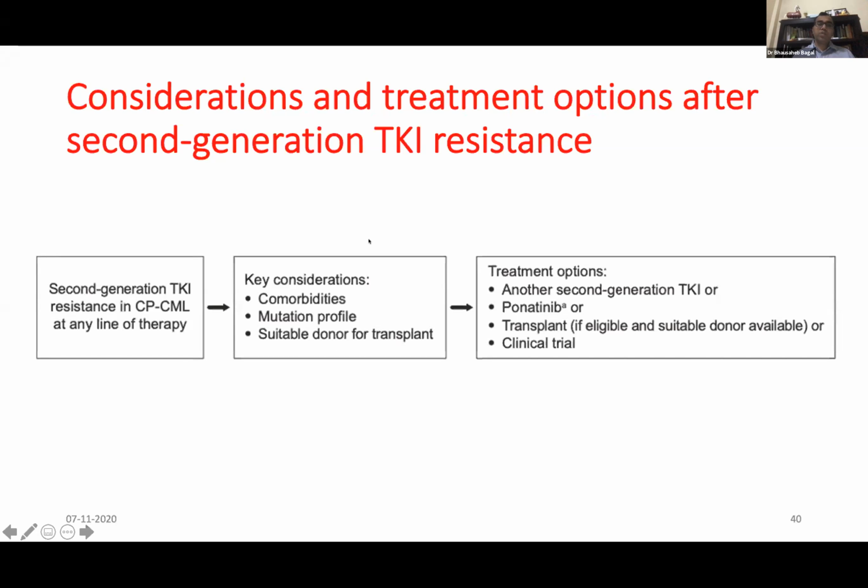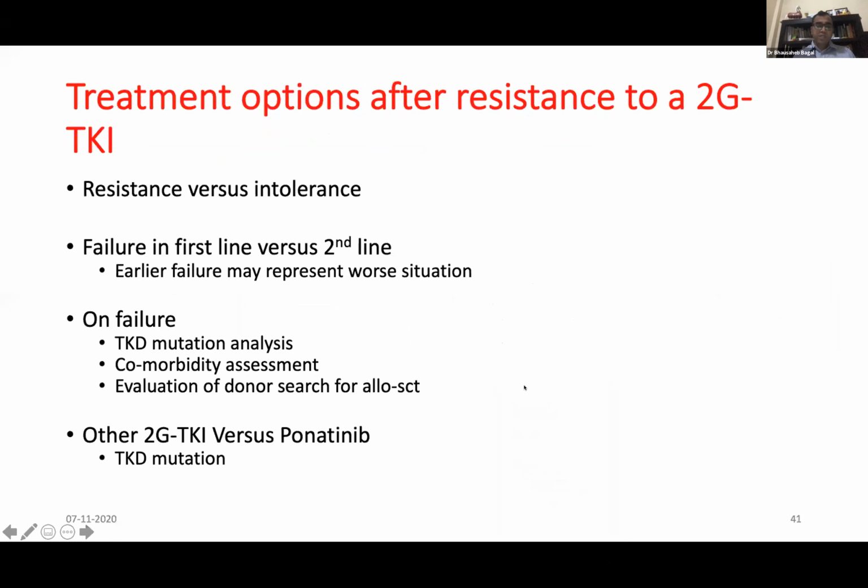When you have a person who has failed a second generation TKI, it is important to look at some considerations: the patient's comorbidity, what TKD mutation the patient has. Does he have a suitable donor for transplant? Because we are looking at failure of a second generation TKI, and we have different options like another second generation TKI or ponatinib or a transplant or a clinical trial wherever it is available. With this, we move on.